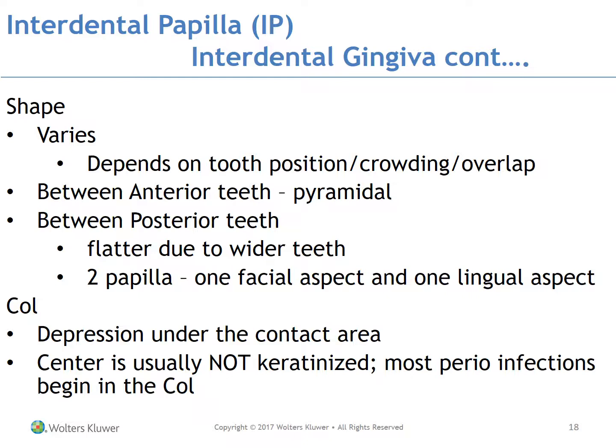All right, the shape of the interdental papilla. If I'm asking you to describe the interdental papilla in health, what are you going to tell me? You're going to tell me that in the anterior it's pointed and pink, and between the posterior teeth is going to be flatter due to the width of the teeth, but that it has two papilla, one on the facial, one on the lingual, and they are connected by the col. The col is the depression under the contact, and the center is usually not keratinized. Most perio infections begin at the col, C-O-L, col.